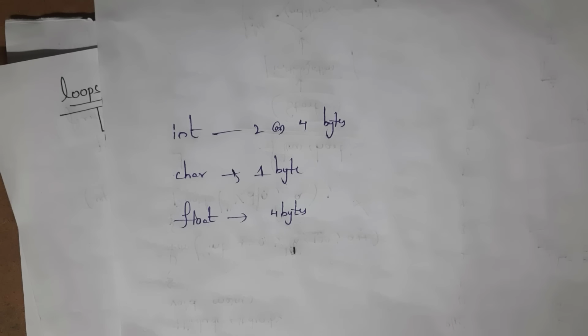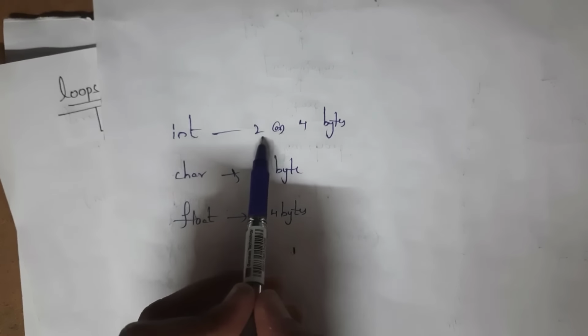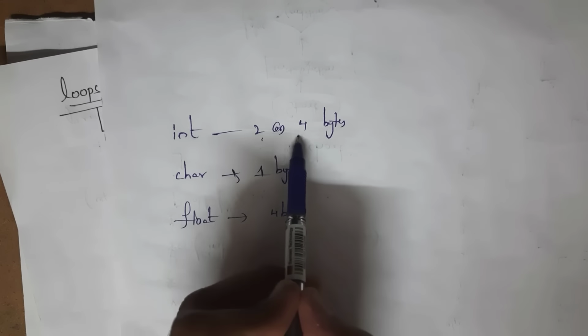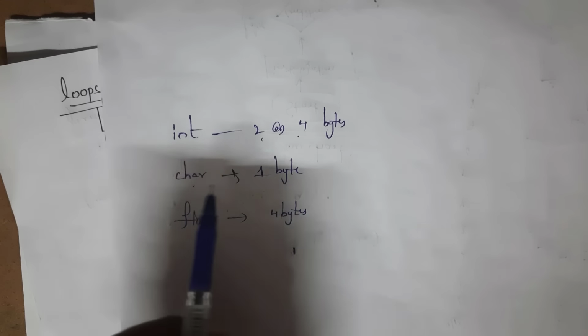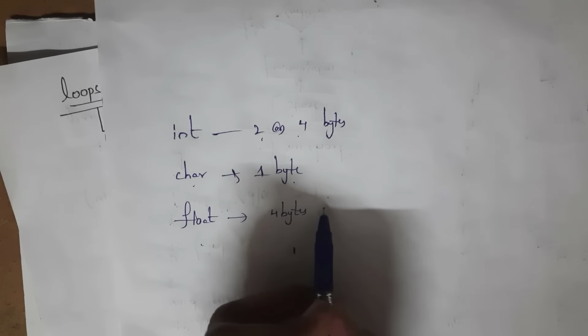Guys, just remember these basics. Int will occupy 2 bytes of memory, and for some systems it will occupy 4 bytes of memory, whereas char will occupy 1 byte of memory and float will occupy 4 bytes of memory.